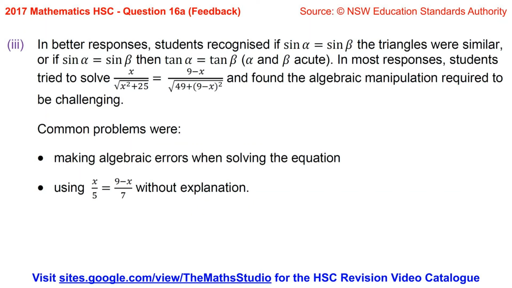For part 3, in better responses, students recognized that if sine alpha equals sine beta, the triangles were similar, or that if sine alpha equals sine beta, then tan alpha equals tan beta for alpha and beta acute. In most responses, students tried to solve x over the square root of (x squared plus 25) equals (9 minus x) over the square root of (49 plus (9 minus x) squared), and found the algebraic manipulation required to be challenging. Common problems were making algebraic errors when solving the equation, and using x over 5 equals (9 minus x) over 7 without explanation.